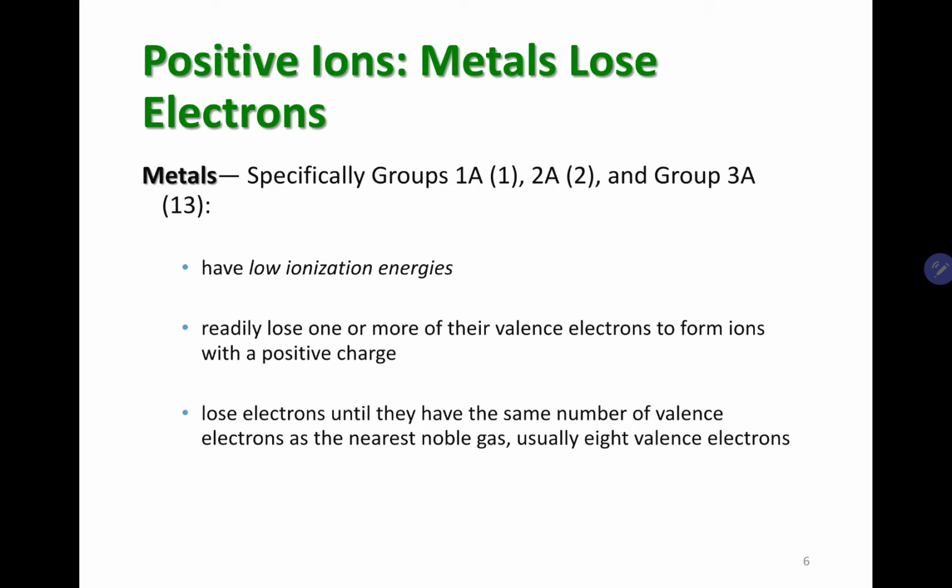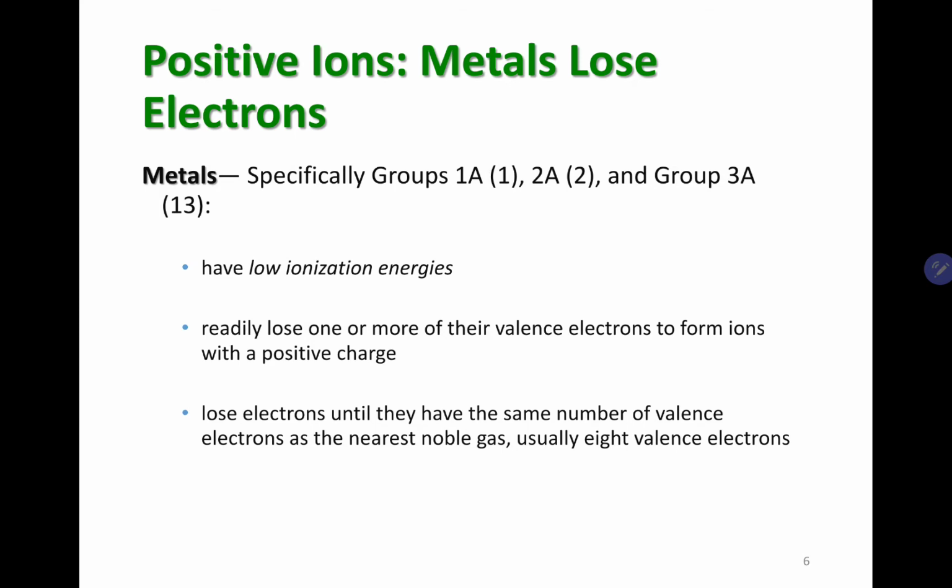Positive ions, or in other words cations, are formed by metals losing electrons. When we talk about metals, they have low ionization energies. Why? Because they are big atoms. When the atomic radius is big, the atoms have a lower control over their electron cloud, so it is easy to lose electrons from the valence shell. These lost electrons will help the atoms reach the noble gas configuration.